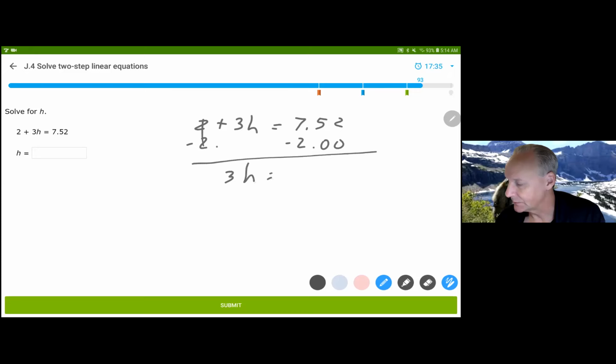3h is equal to 5.52. We're going to divide by 3. And h is equal to, 3 goes into 5 one time, and then we've got 25 left. Can you see what I'm doing? 3 goes into 25 8 times, and we've got 12 left, and then 3 goes in 4 times.